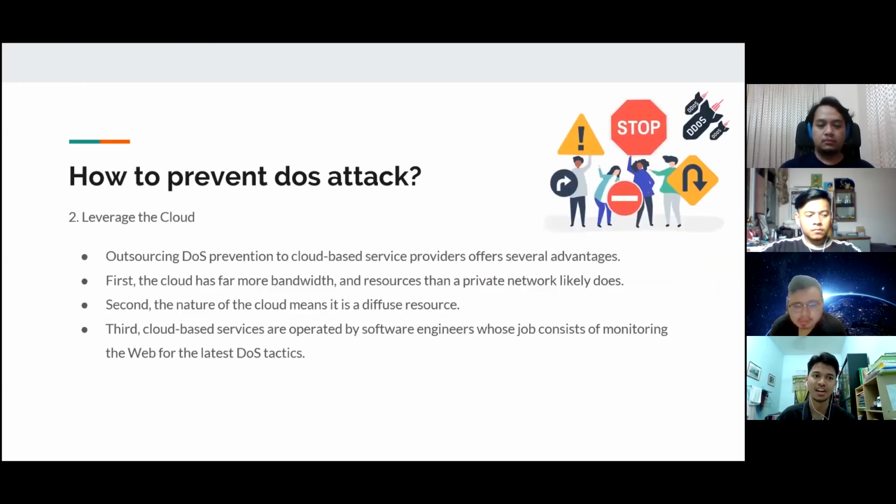Next is how to prevent. The second step is to leverage the cloud. The first advantage of using the cloud is it has more bandwidth. The second is the cloud itself can diffuse resources. For example, the cloud base can absorb the harmful or malicious traffic before it reaches the intended destination. The third advantage of using the cloud is it has the latest DOS tactics that can prevent the DOS attack from happening.